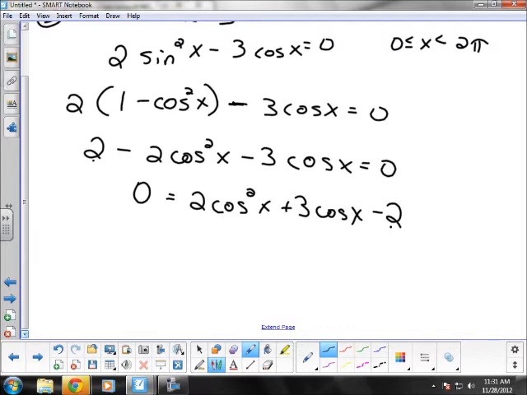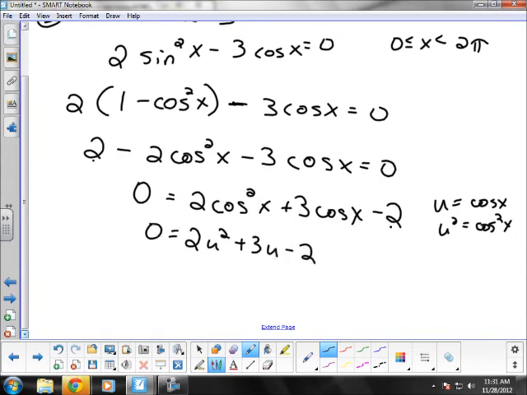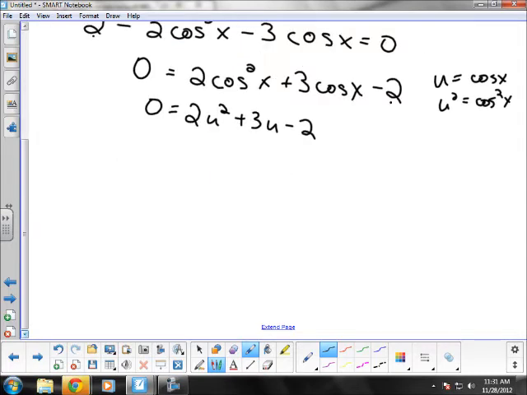Now this goes back to the fact that now I have this, it's quadratic in form, right? So I can do my u substitution idea. So if you use the cosine of x, what's u squared? Cosine squared of x, right? So this is 2u squared plus 3u minus 2. And I can see if this will factor, right?